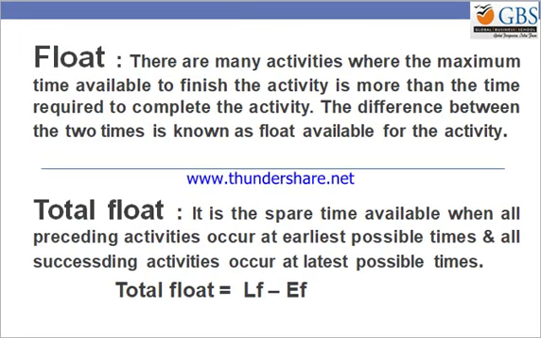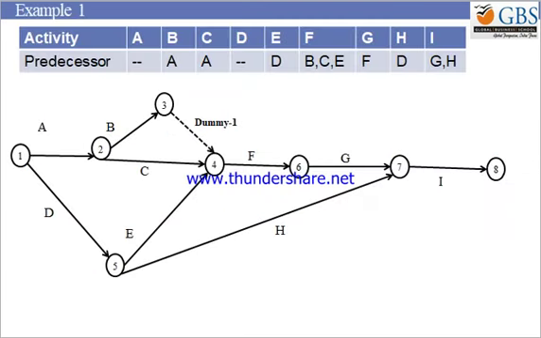Before understanding the float, I need to understand that there is something called a forward pass and a backward pass. Two words will come into the picture: one is forward pass and one is backward pass. What do you mean by backward pass or forward pass? Now look at one particular diagram over here, one of the exercises.